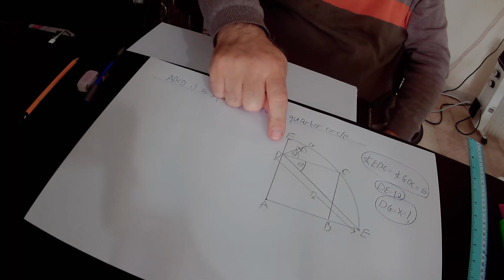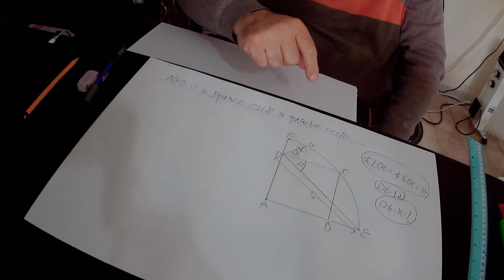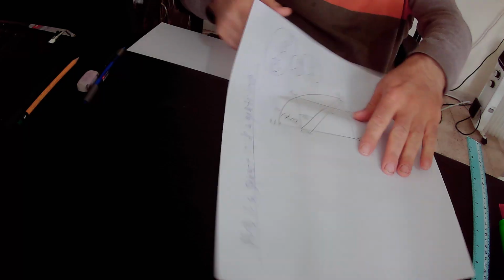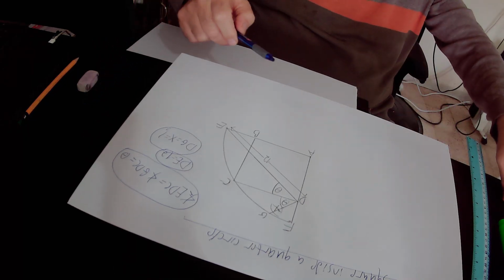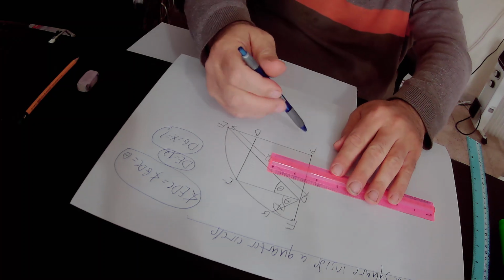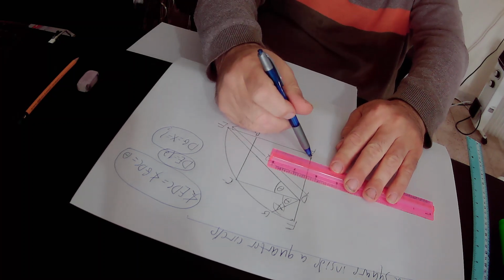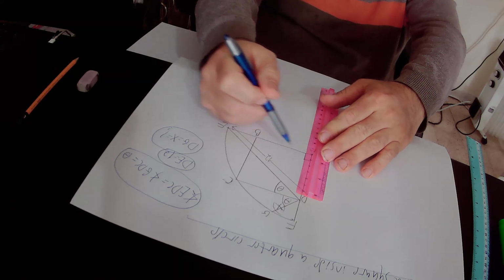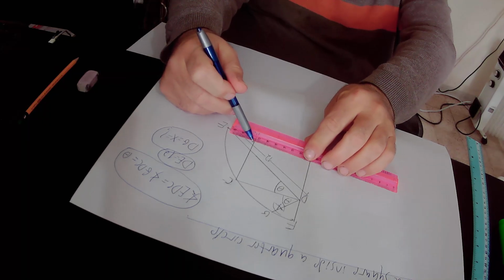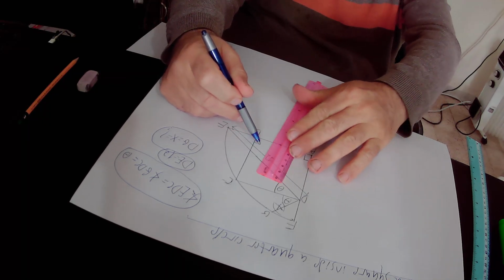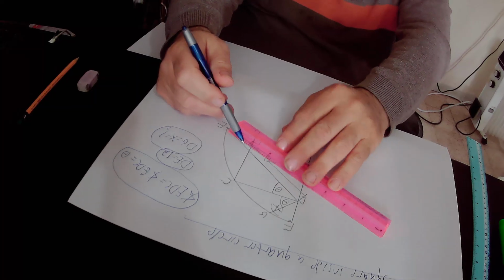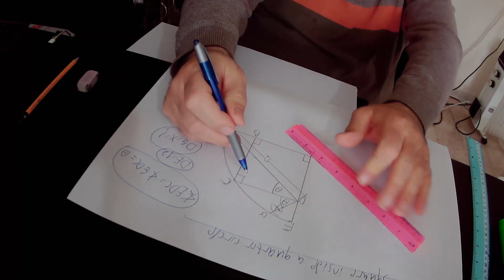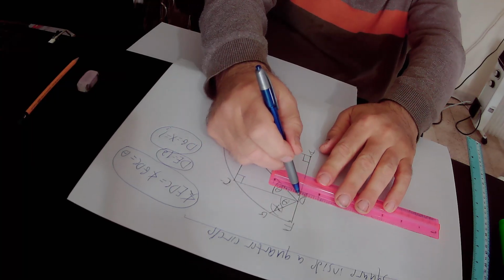So first of all, we know that ABCD is a square, and all the angles inside a square are right angles. So this angle is a right angle inside square ABCD. This angle is also a right angle. This angle is a right angle. And finally, this angle is also a right angle.